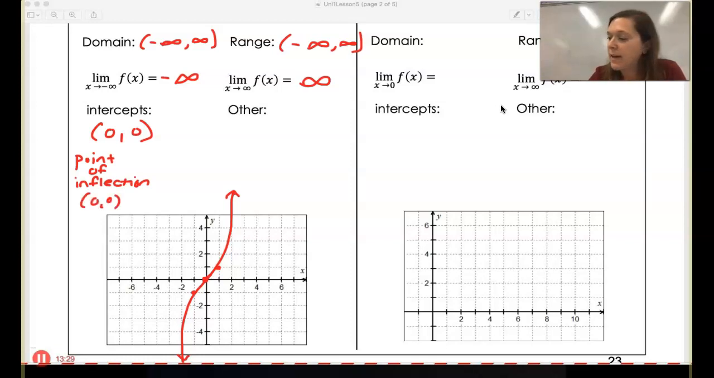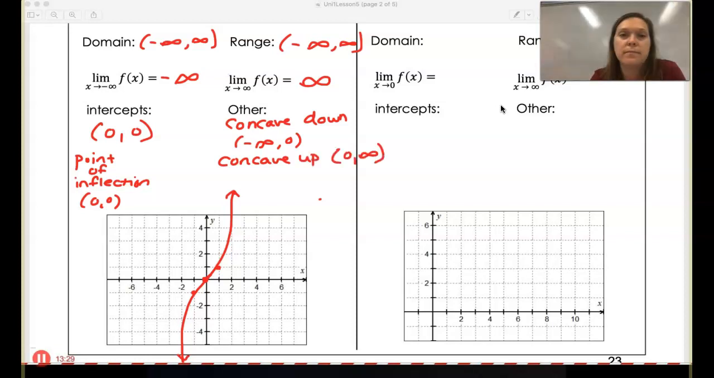Because if you think about concavity, this kind of is the concave down, but just the left-hand side. And then up here, we have the concave up, but just the right-hand side of it. So that 0, 0 would be a point of inflection. So let's go ahead and talk about that. So we have it being concave down on the interval from negative infinity to 0, or concave up on the interval 0 to infinity.